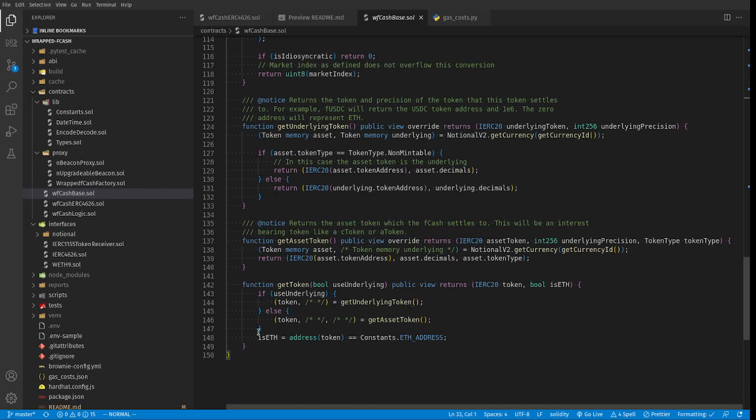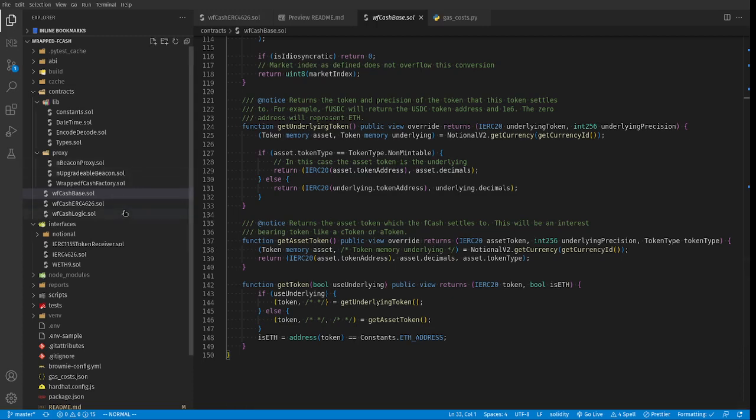Yep, and then we will talk a little bit about ETH. So ETH is handled a little bit differently on this wrapped fCash contract than Notional natively. Notional natively uses ETH like the native token, but the wrapped fCash contract sidesteps that and uses wrapped ETH instead, because that's something that I think is a little bit easier for people to integrate with, since it's just an ERC20 token.